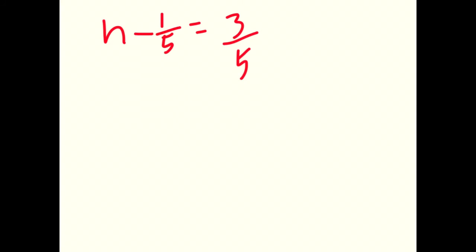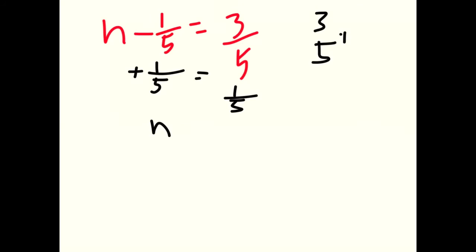Okay, so next we have a subtraction problem. So instead of subtracting 1/5, we have to add it to make n by itself. So add 1/5, but we have to do the same on the other side. So add 1/5, and then we know that this will be by itself. Since 1/5 plus 1/5 is nothing, but there's still n, so you just write n. And we're gonna add 3/5 plus 1/5, and then that equals 4/5. So n equals 4/5.